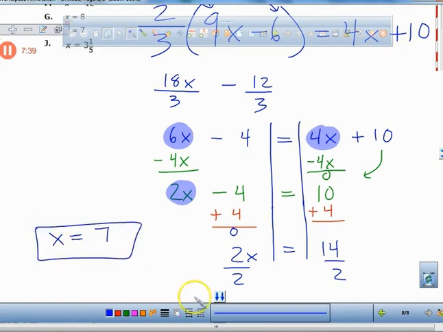Voila! There's the answer. Now, how do we check that on the graphing calculator? Well, we're going to hit y equals.